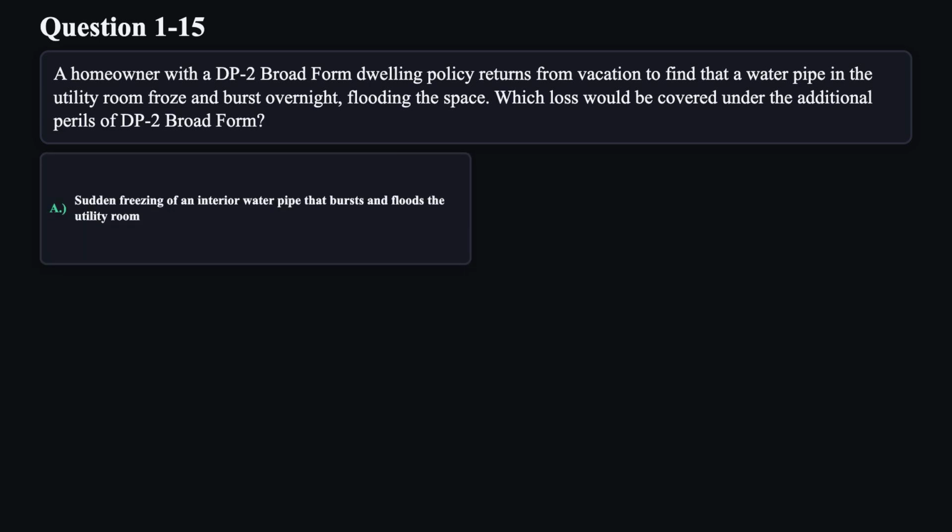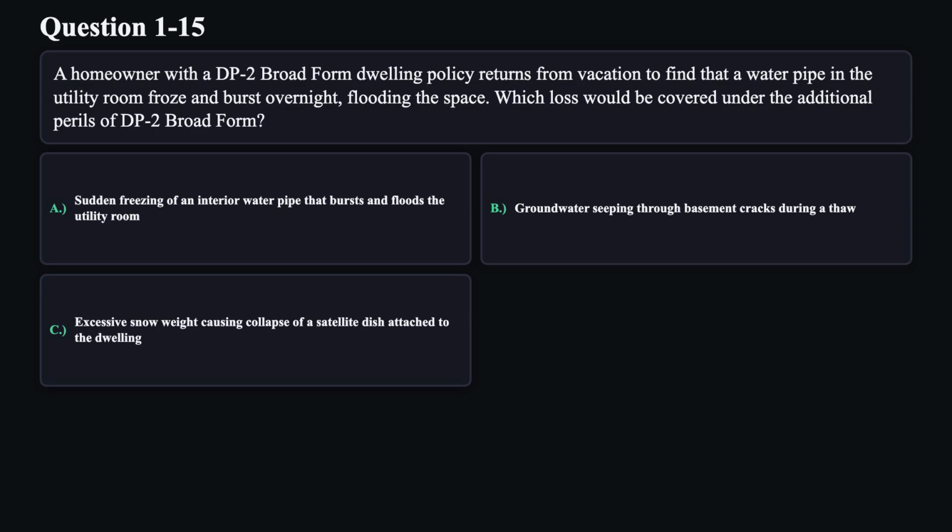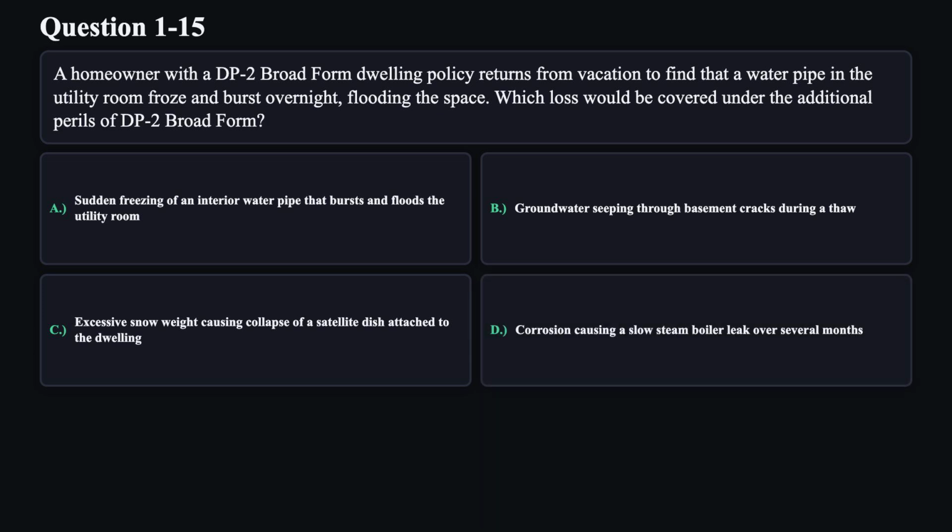A. Sudden freezing of an interior water pipe that bursts and floods the utility room. B. Groundwater seeping through basement cracks during a thaw. C. Excessive snow weight causing collapse of a satellite dish attached to the dwelling. D. Corrosion causing a slow steam boiler leak over several months.